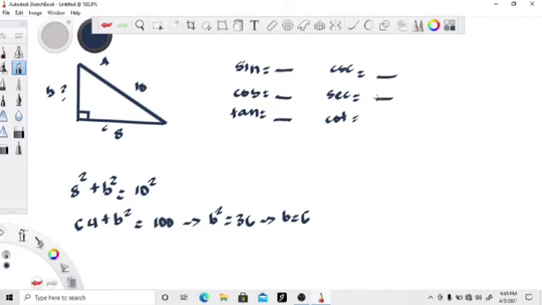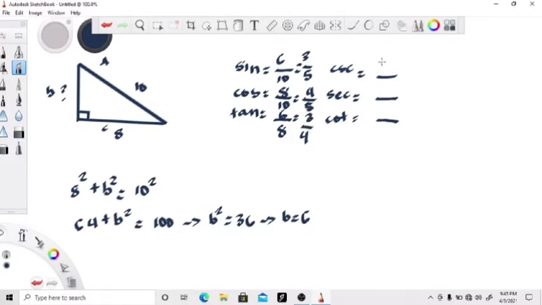Now for the SOHCAHTOA, or set up the ratios. Again, remember the previous one. Sine is 6 over 10, cos is 8 over 10, tan is 6 over 8. Sine can be 3 over 5, cos can be 4 over 5. Tan can be 3 over 4, which means we just lowest term everything, or the number can be divided.